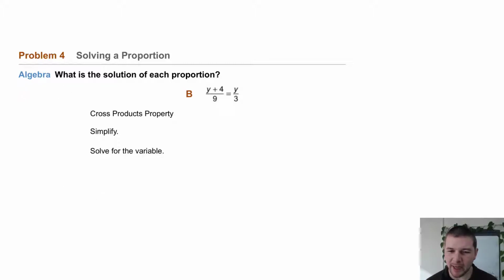B, y plus 4 over 9 equals y over 3. So notice here we have a variable in two locations and an expression with two terms as the numerator of our ratio on the left. We still use the cross products property. We'll state that 3 times the quantity y plus 4 equals 9 times y. And then we'll simplify the equation using algebra, distributing 3, subtracting 3y from each side, and finally dividing each side by 6. We'll find here the solution is 2.